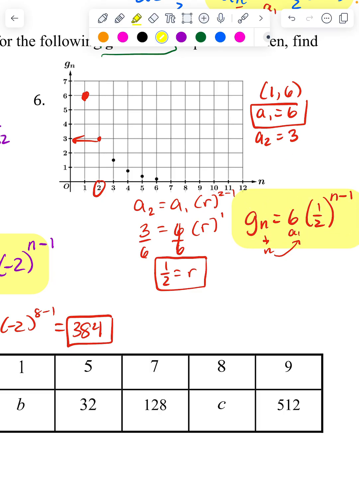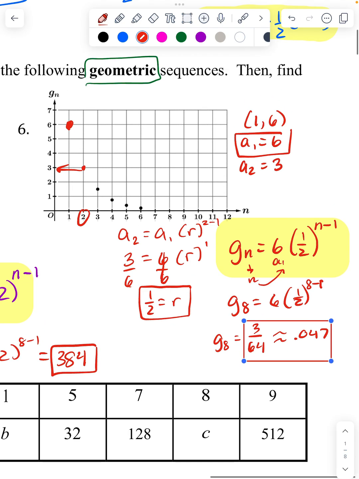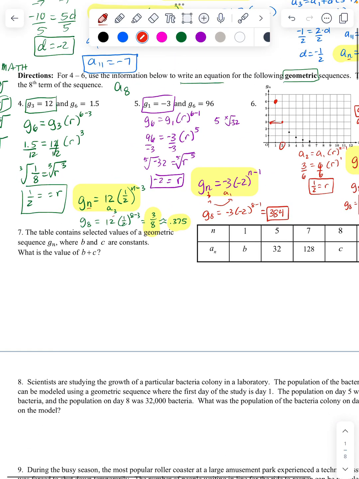And then to find the 8th term, I'll plug in 8. So finding a term is easy peasy. You're just plugging it into your formula, but you have to get your formula first. If you get your answer as a fraction, it'll be 3 over 64. And as a decimal, it's about 0.047. I don't care which way you have it. I just want you to get the right answer. So be able to use that formula pretty fluidly.